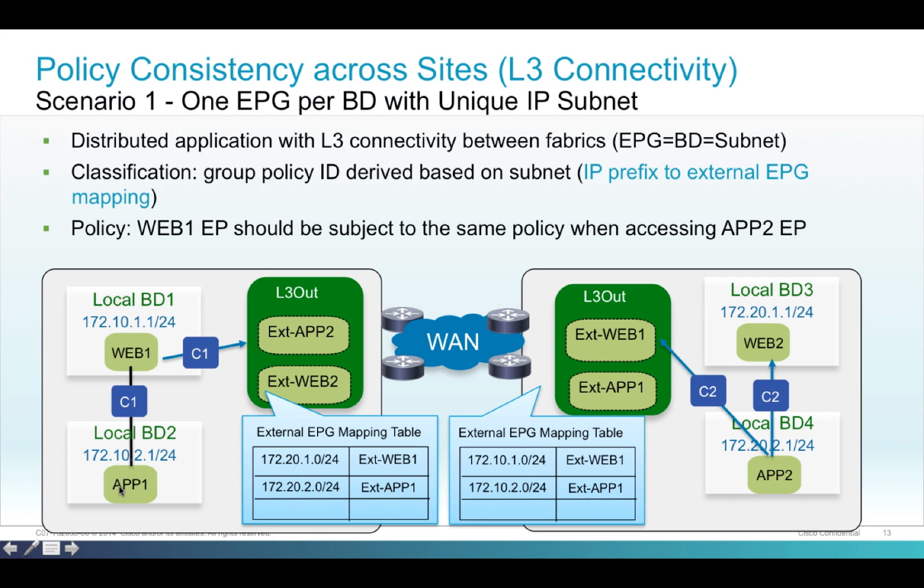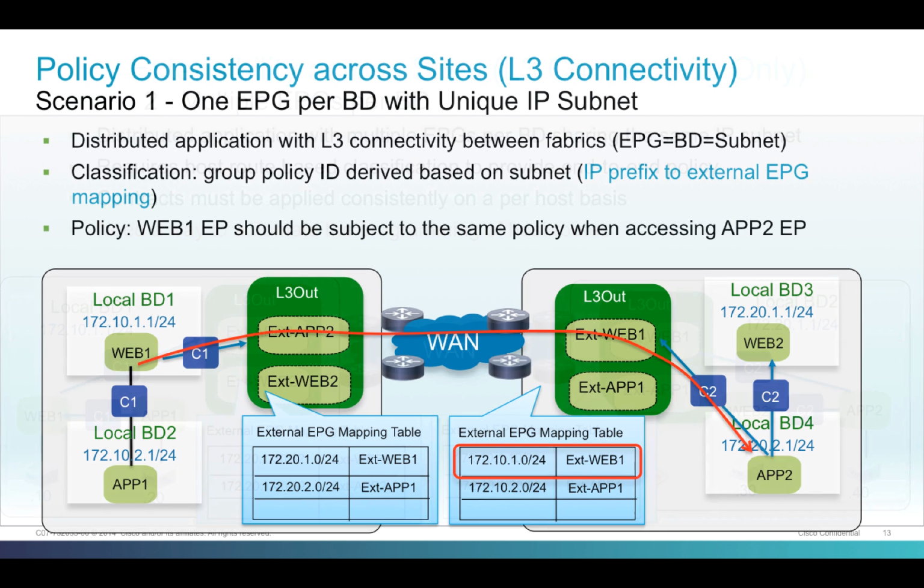If my source EPGs are in completely separate subnets, it's very easy because I can classify on /24 networks. I can say 172.10.1.0 is going to be the external web tier, and 172.10.2 is my external app tier. So that's a very simple classification, and it's easy to implement.